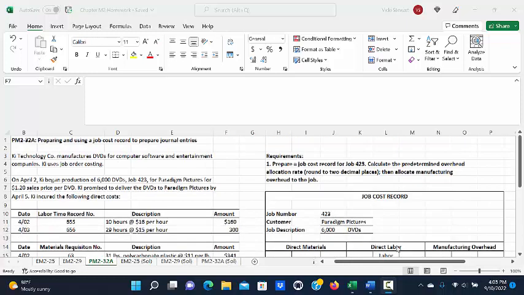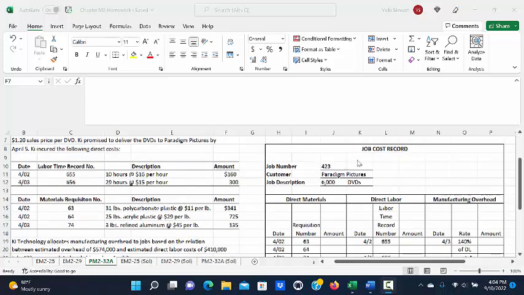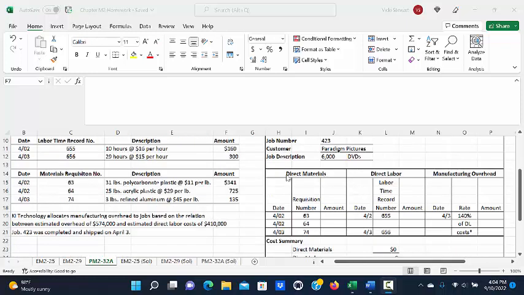So the problem asks us in part 1 to prepare a job cost record for job 423. Calculate the predetermined overhead allocation rate, round to 2 decimal places, then allocate manufacturing overhead to the job. So our job cost record would include the job number, the customer, and a description. Then we go to the first section of the job cost record and we see direct materials.